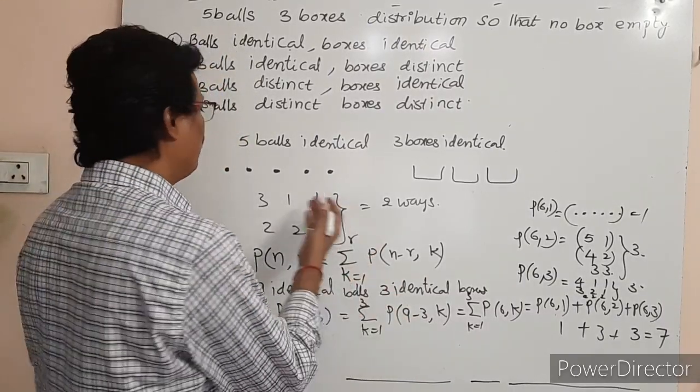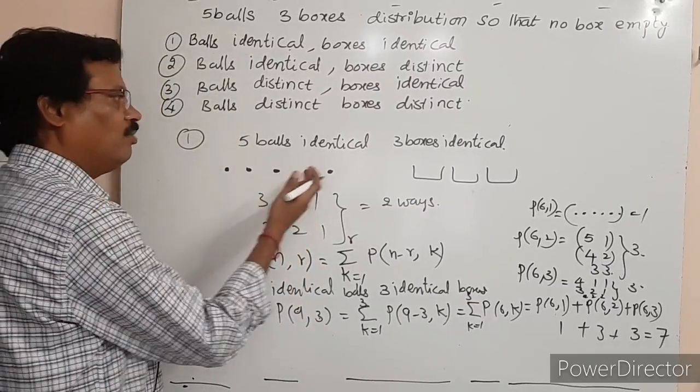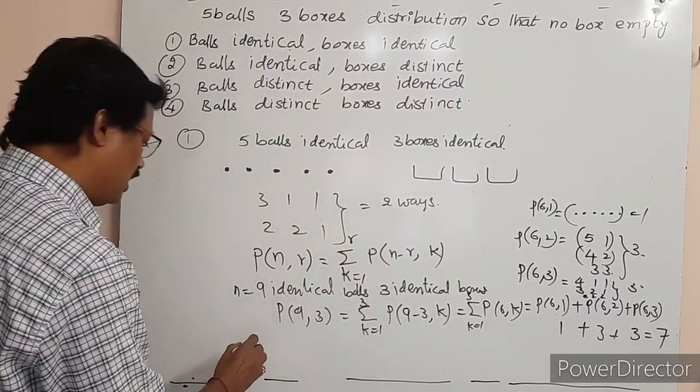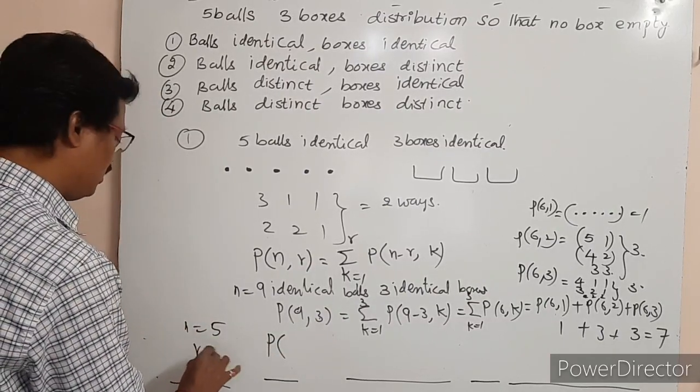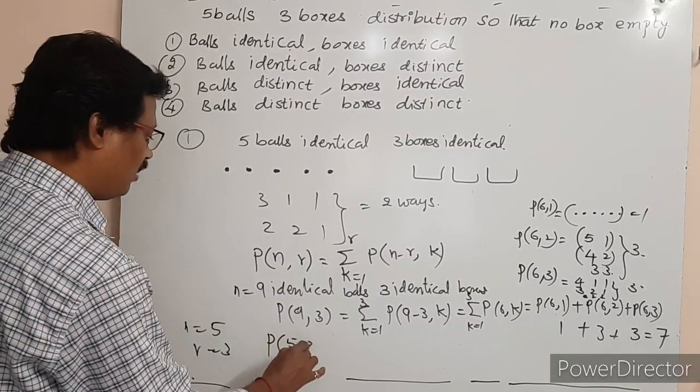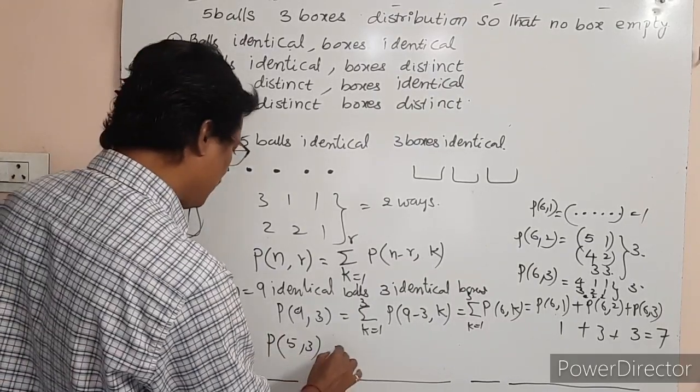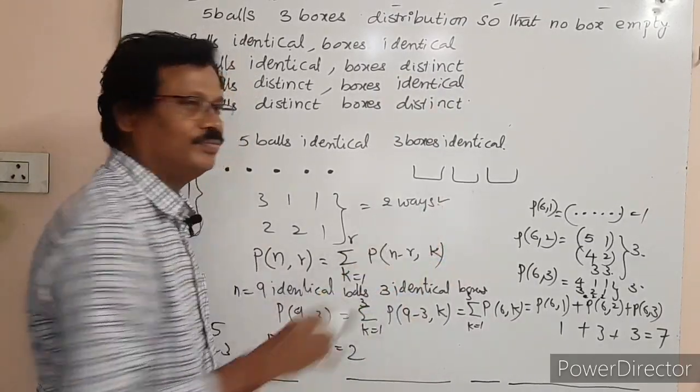Now here, how many balls are there? 5 identical balls, 3 identical boxes. That is P(n, r), n is equal to 5 balls and r is equal to 3 boxes. P(5, 3), 2 partitions we got. Therefore that answer is 2.